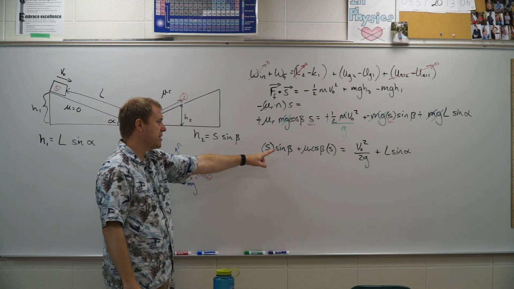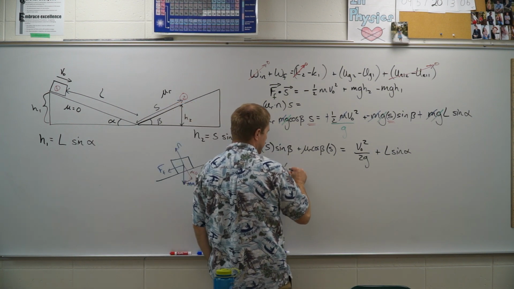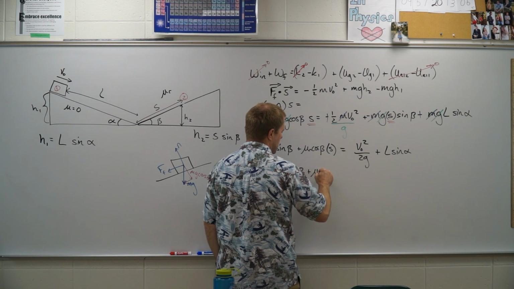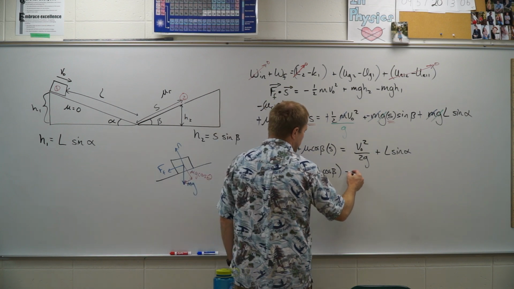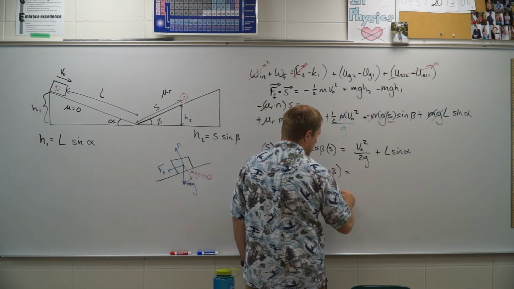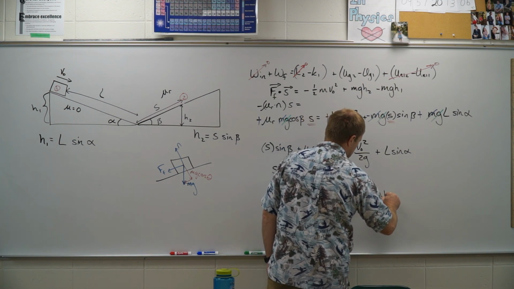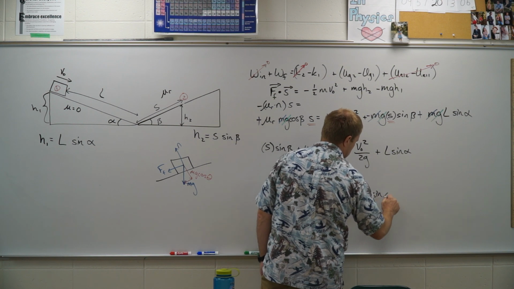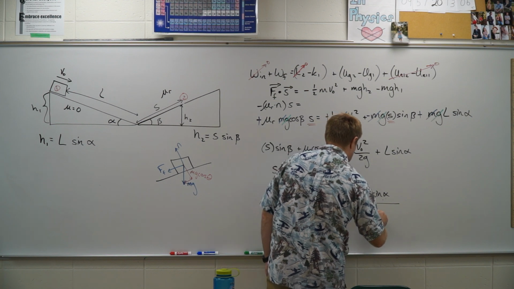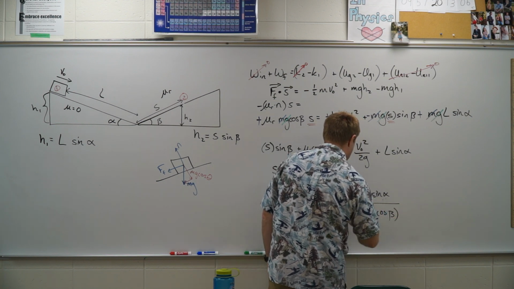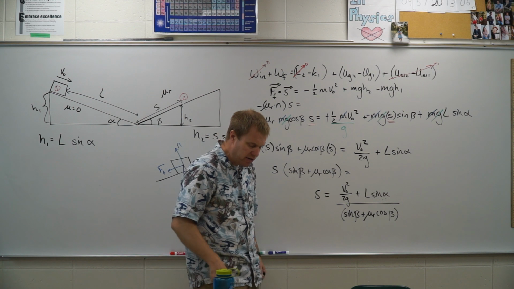I'm just solving for S, so I'm going to have to factor it out and divide that over. I'm going to factor out that S, so I have sine beta plus mu sub r cosine beta equals that. Divide it over, so now I have S is equal to v naught squared divided by 2g plus L sine alpha, all divided by sine beta plus mu sub r cosine beta.